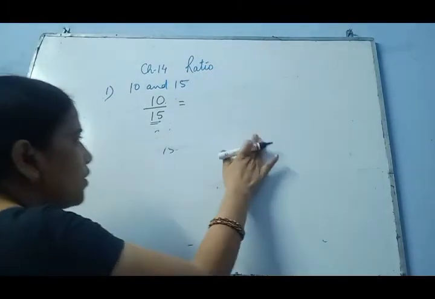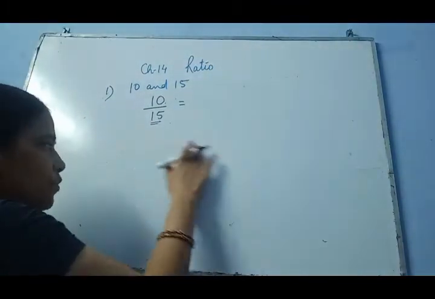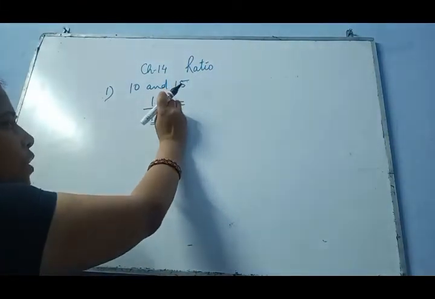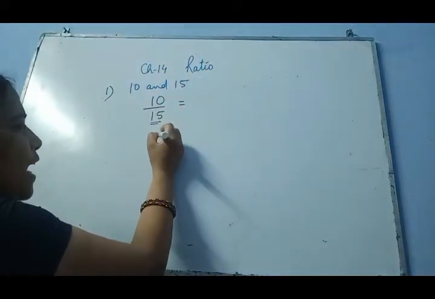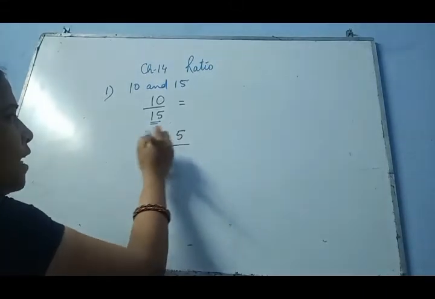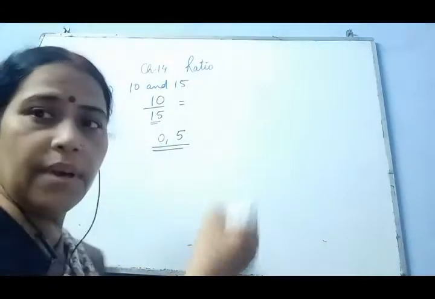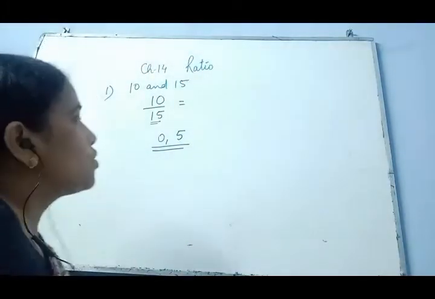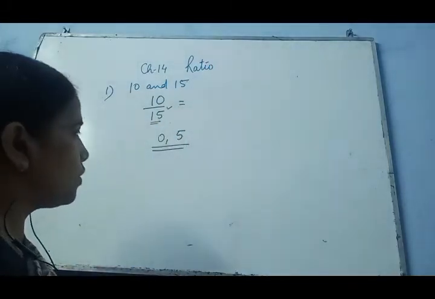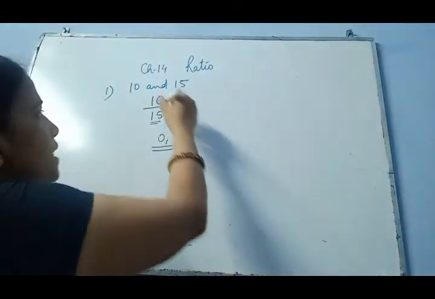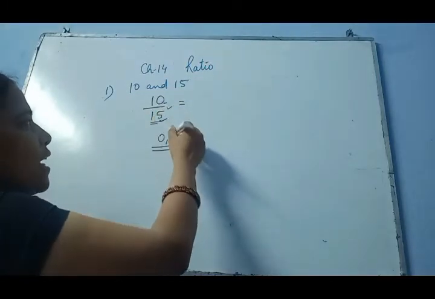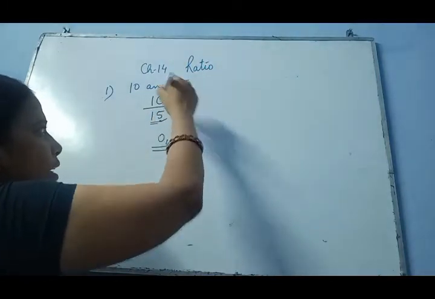Now we have to follow the divisibility rule of 5. In the divisibility rule of 5, if the last digit of a number is 0 or 5, that means the number is divisible by 5. So here both numbers satisfy the rule, because 10 has 0 at the end and 15 has 5 at the end. That means they are both divisible by 5.